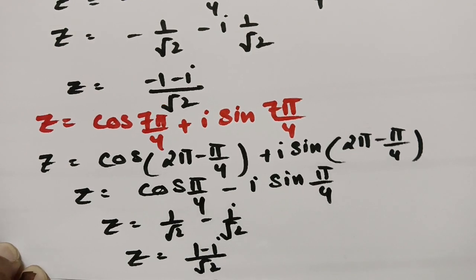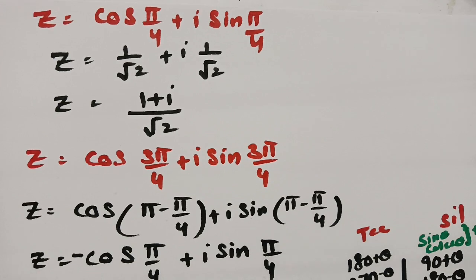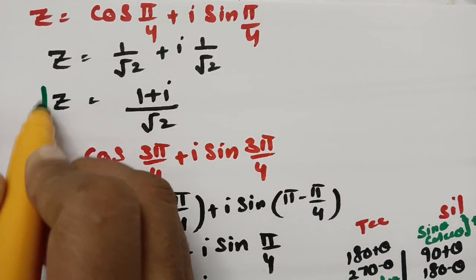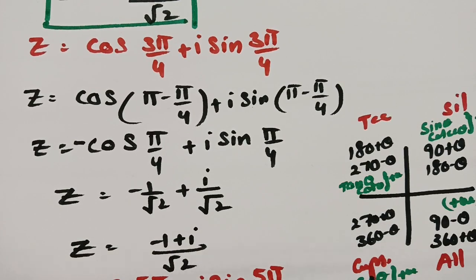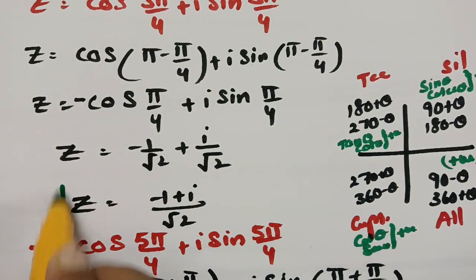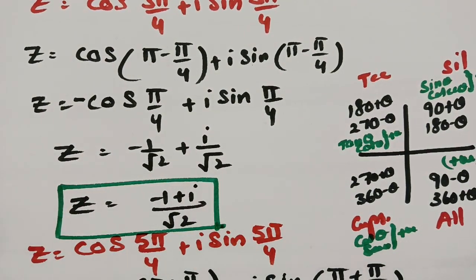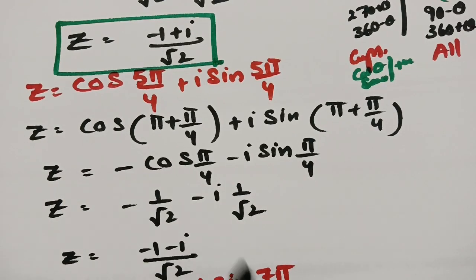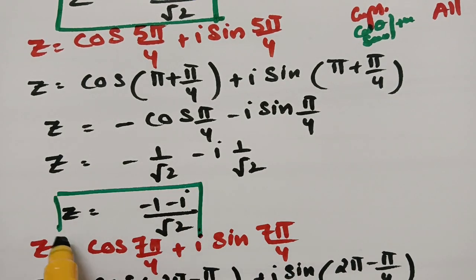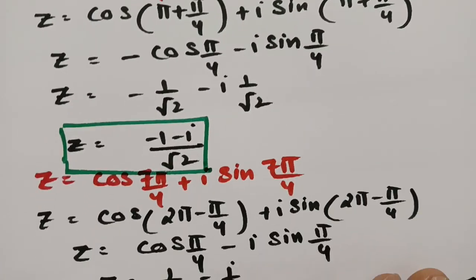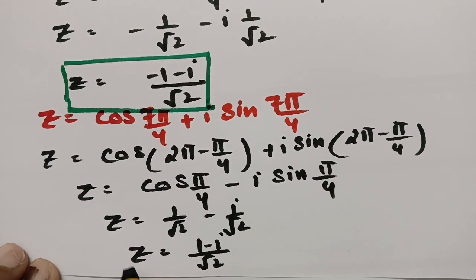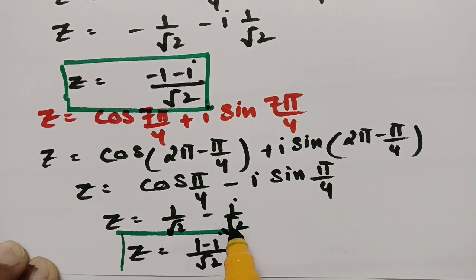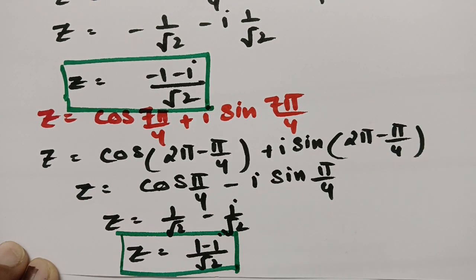So we got all the poles ready here. First, with cos pi by 4 plus i sin pi by 4, we got the z value as 1 plus i by root 2. With cos 3 pi by 4 plus i sin 3 pi by 4, after calculation we got z as minus 1 plus i by root 2. For cos 5 pi by 4 plus i sin 5 pi by 4, we got z as minus 1 minus i by root 2. And for cos 7 pi by 4 plus i sin 7 pi by 4, we got z as 1 minus i by root 2.